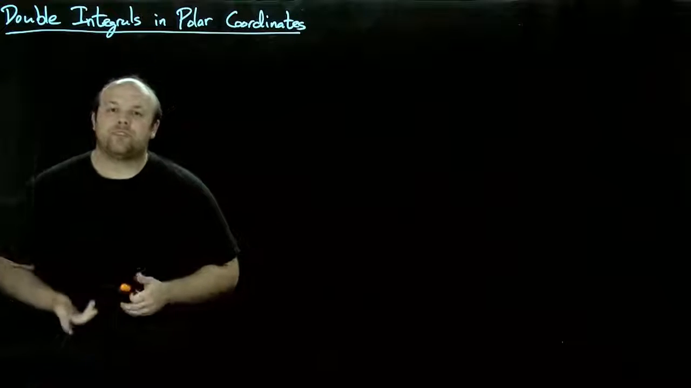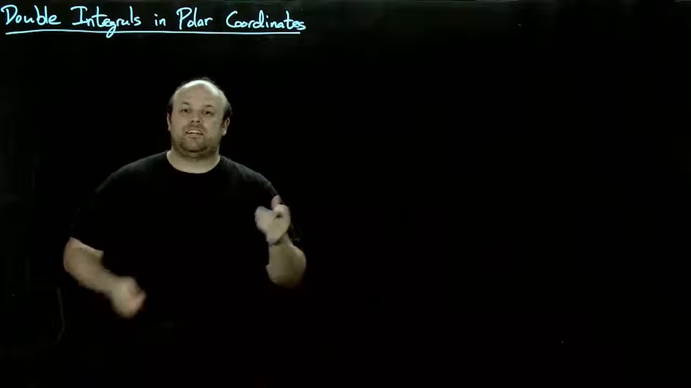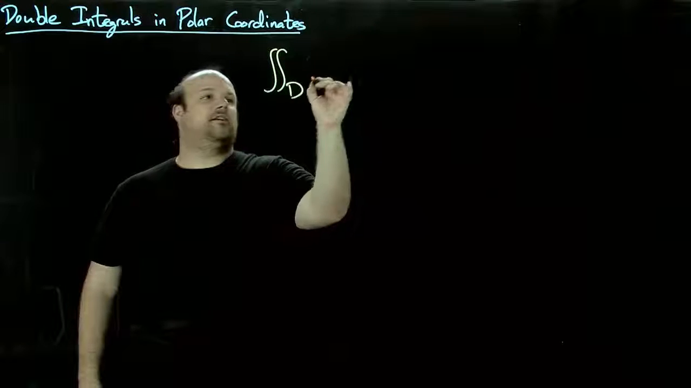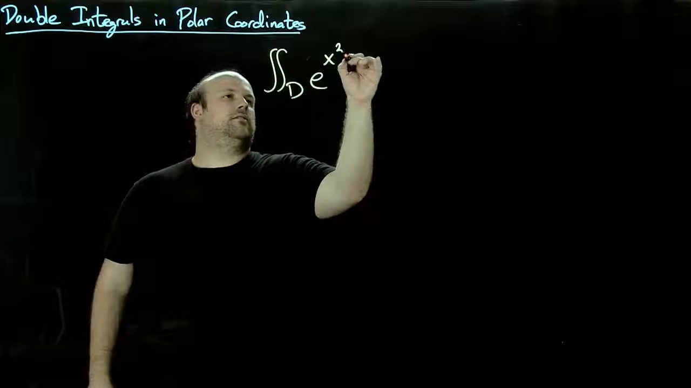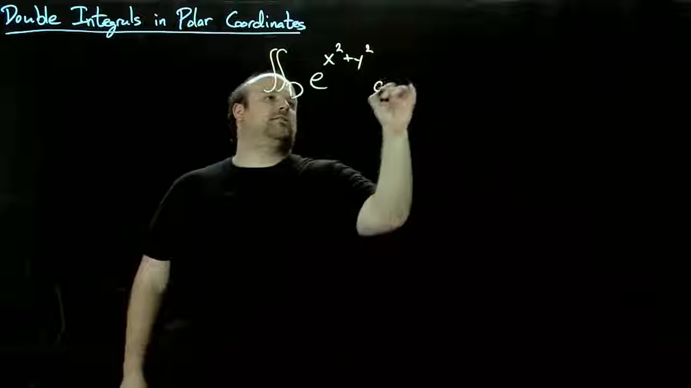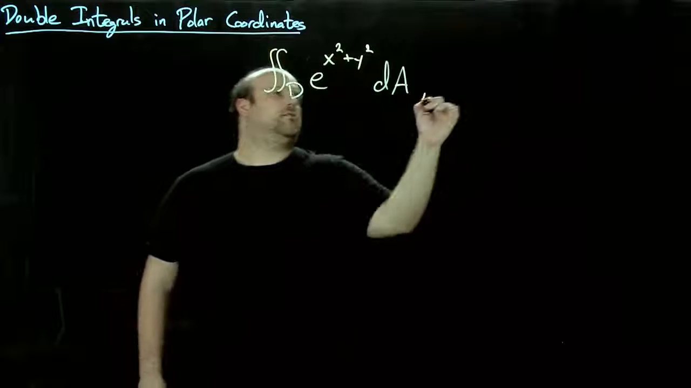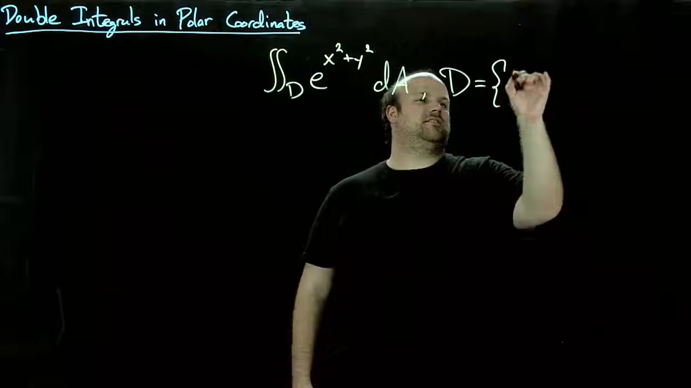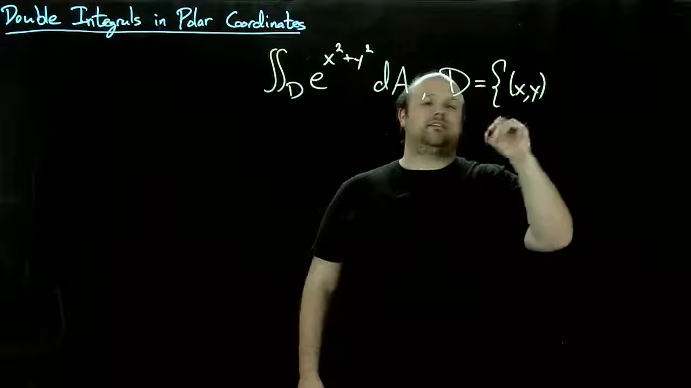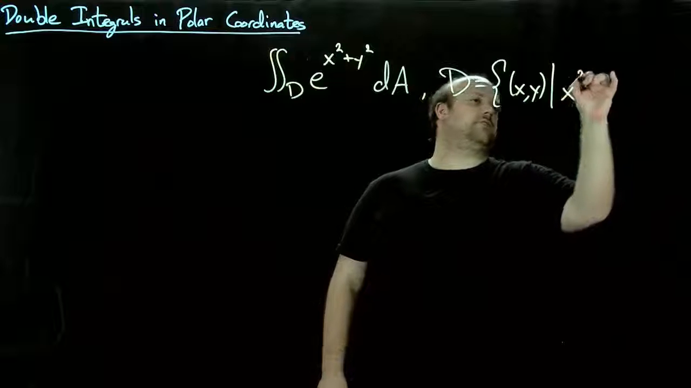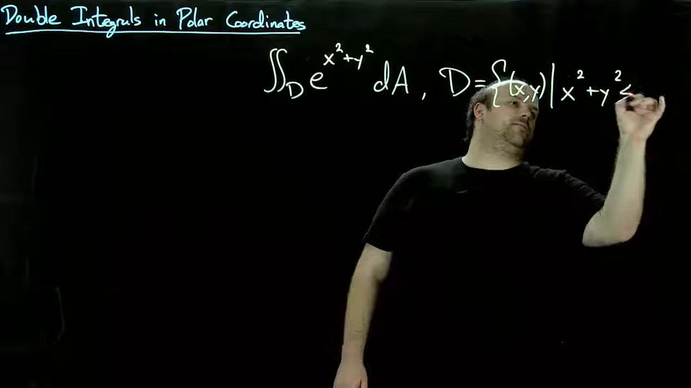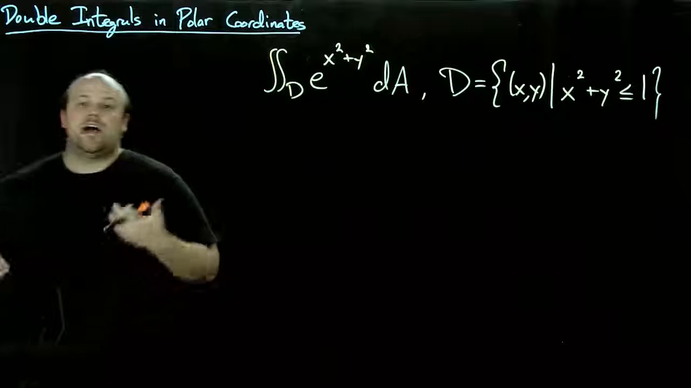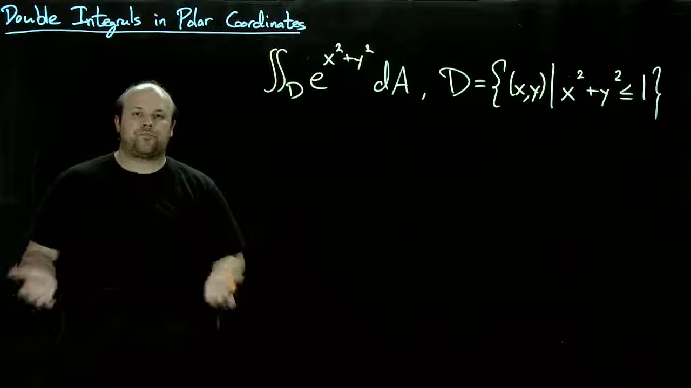Welcome back. All right, so now let's say we want to integrate something like this. Double integral over D of e to the x squared plus y squared dA, where D is the unit disk, which is the pairs of points x comma y such that x squared plus y squared is less than or equal to 1. Right? How would we integrate that?